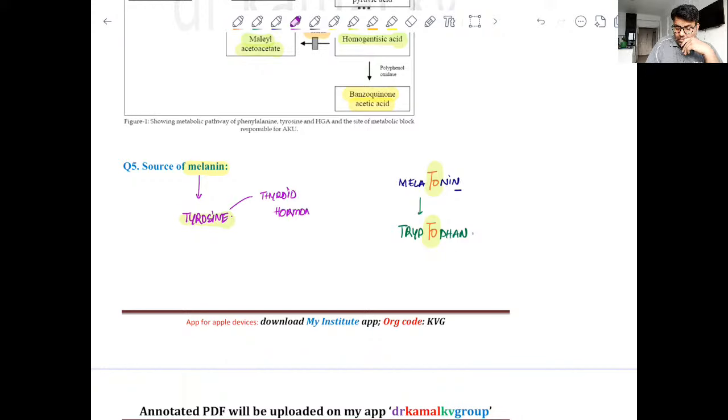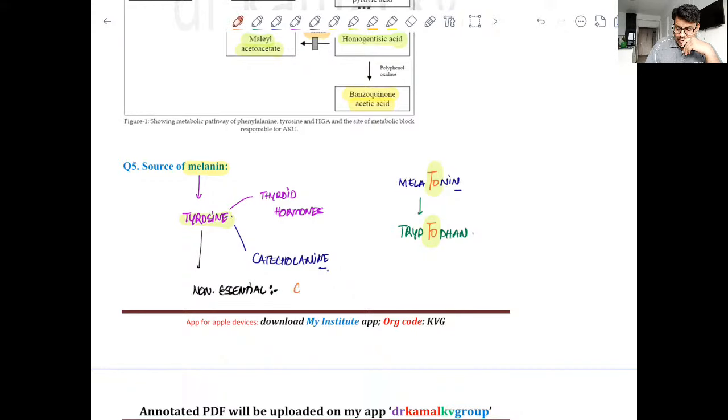Clear? Then apart from this, catecholamines. So this is very important in that sense. So tyrosine is important. Now tyrosine itself is non-essential. Now this is very important to remember. It is non-essential. And why is it non-essential?